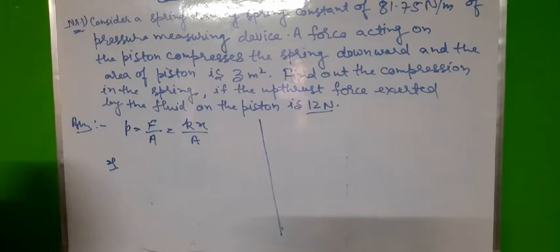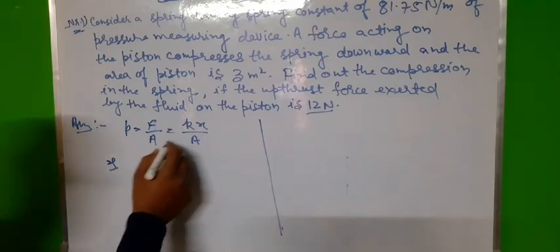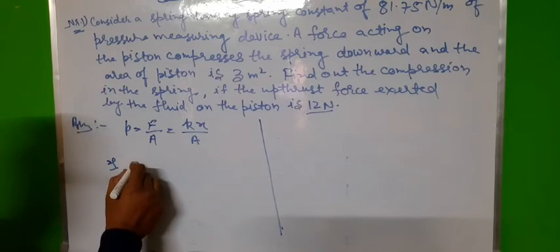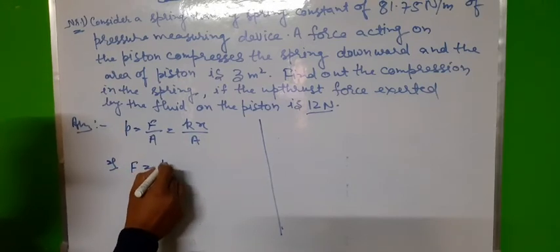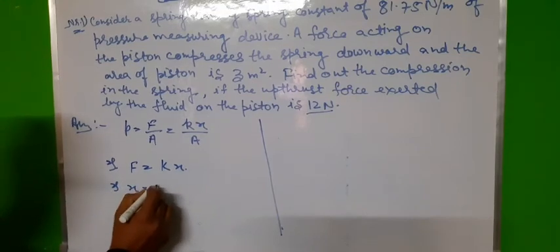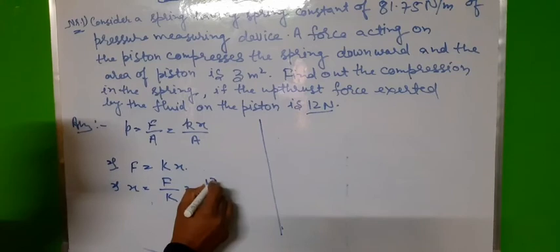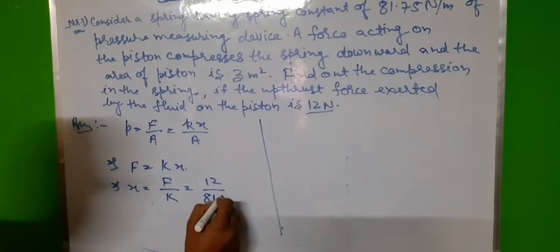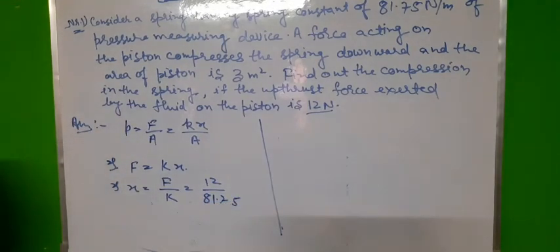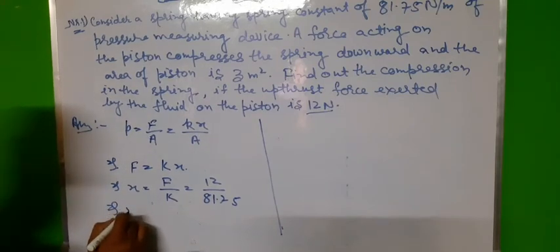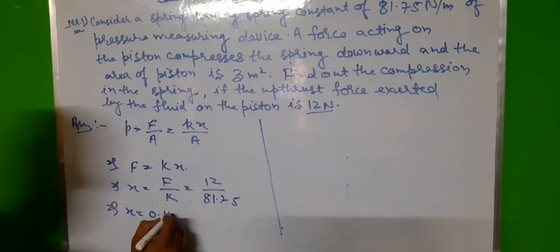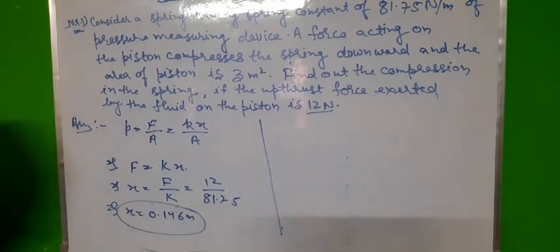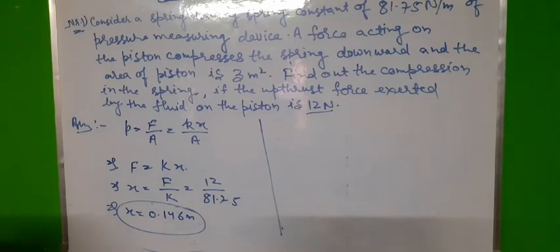So force F is equal to Kx, and x is equal to F upon K. That is 12 Newton upon the spring constant K, which is given as 1.75, and x is equal to 0.146 meter. So the compression in the spring is 0.146 meter.